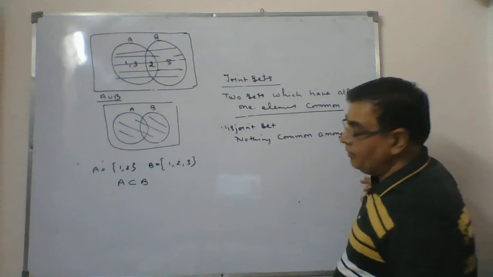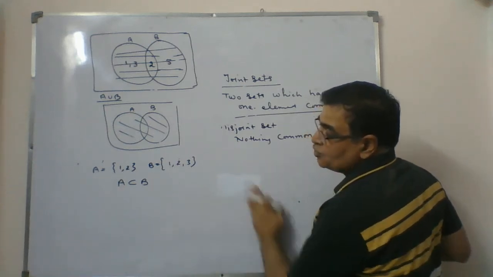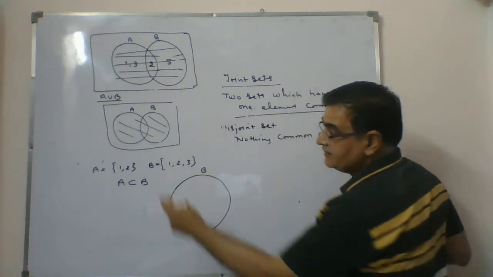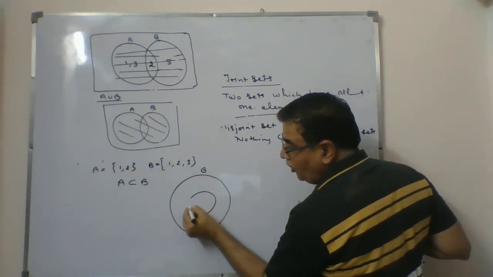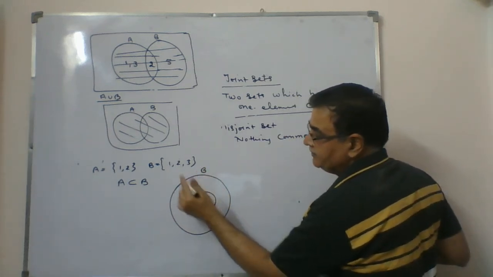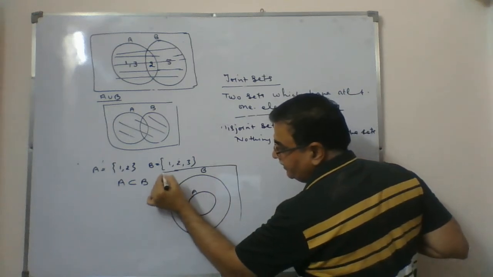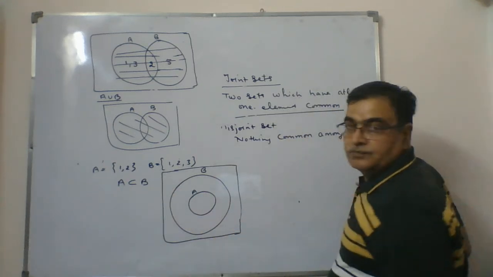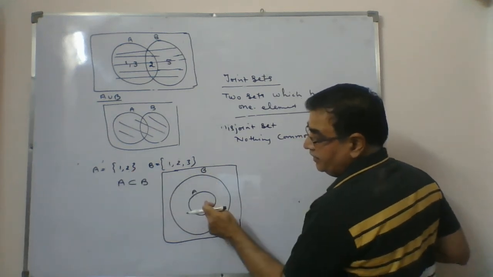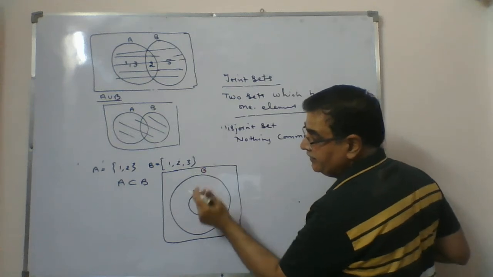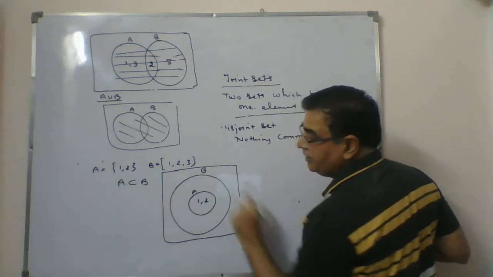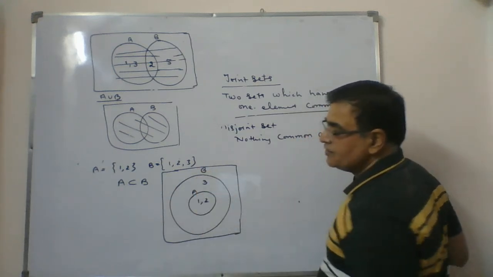When I say make the Venn diagram, your diagram should be this way. B will be here. As A is a subset of it, it goes completely inside. B is outside, A is completely inside, and then this will be the rectangle. A will have 1 and 2. These 1, 2 will be in A and also visible in B, and 3 is the element which is outside.